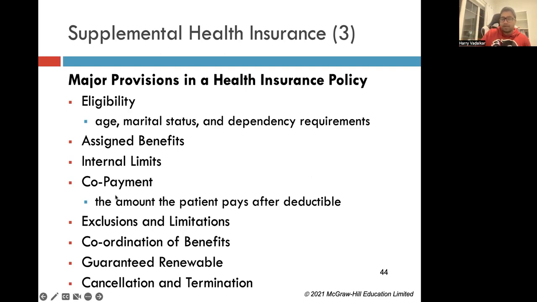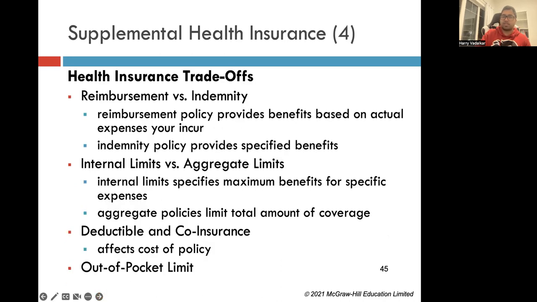There is co-payment, the amount the patient pays after the deductible. Generally in pharmacy care it is there. Most insurance plans cover 80% of pharmacy cost. The rest is paid by the employer. There are also exclusions and limitations. There is coordination of benefits between you and your partner. You should consider that. There is a guaranteed renewability option, and there is cancellation and termination.